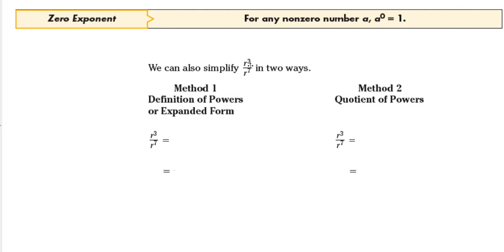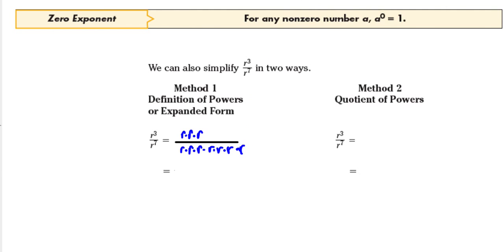So we want to simplify r to the 3rd over r to the 7th in two ways. Again, we use the definition of powers, or expanded form method. Okay, so we write a line over there, and let's expand this. r to the third is the same as r times r times r. r to the 7th is r times r times r times r times r times r times r.